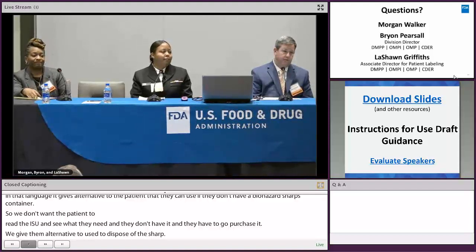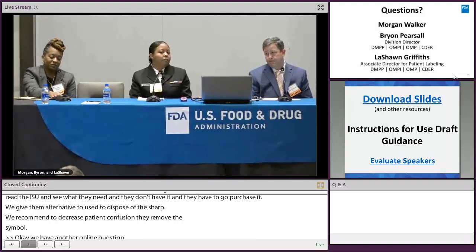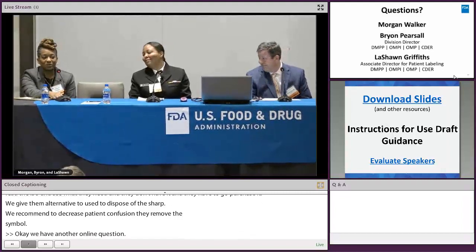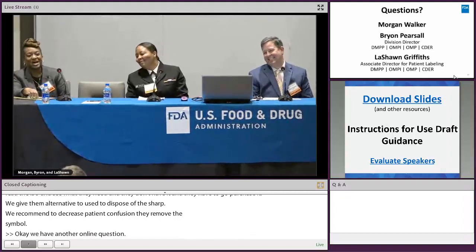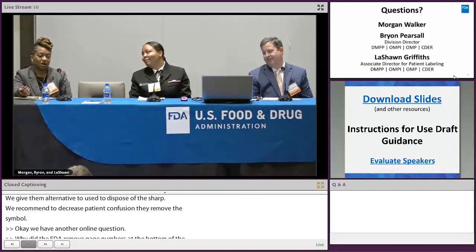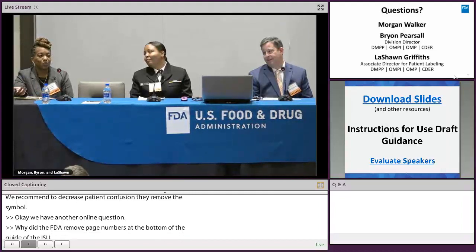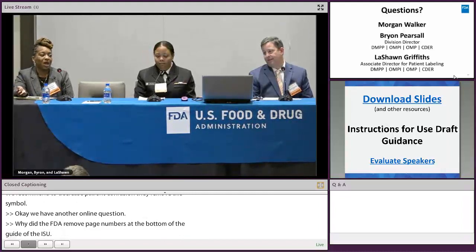Okay, do we have another online question? Why does the FDA remove page numbers at the bottom of the Med Guide, PPI, and IFU? I'll take that one too. We recommend that the page numbers be removed. Again, these are documents that are intended for home use when the patient has them at home.